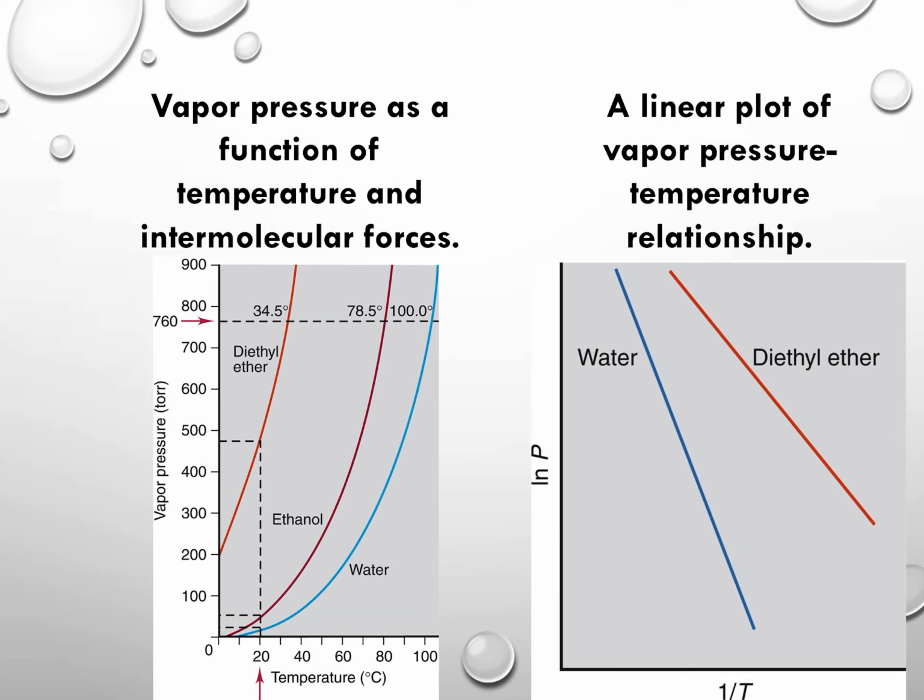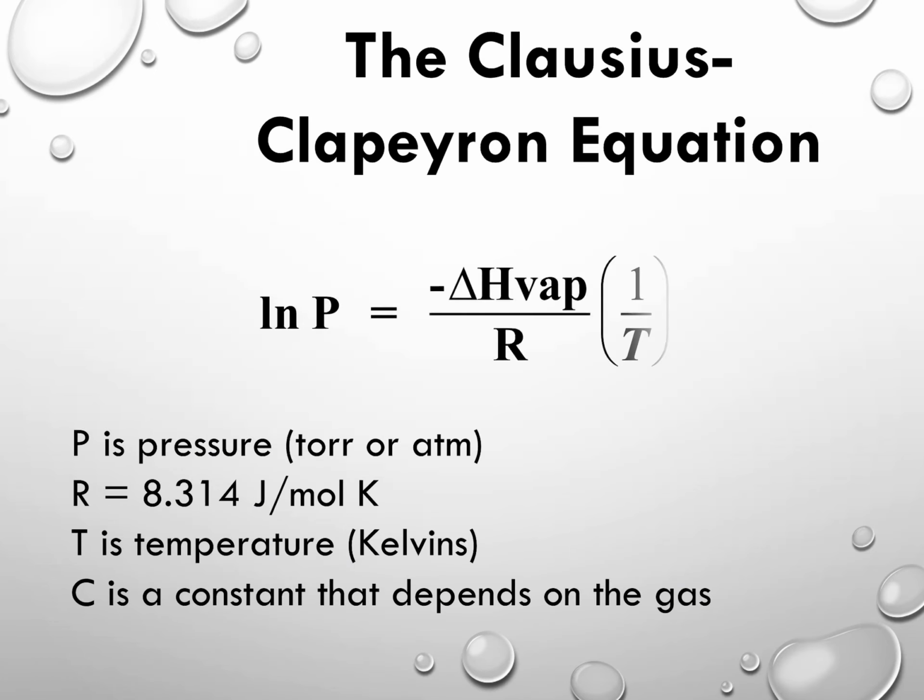If you plotted the natural log of your vapor pressure versus 1 over temperature, you would get a straight line relationship. And you may be thinking, why would you want to do that? Well, chemists like to make things into lines, right? Just kind of in general, straight lines make us happy. We can calculate equations of lines, R-squareds, all that good kind of stuff. But the reason is that we can use this Clausius-Clapeyron equation.